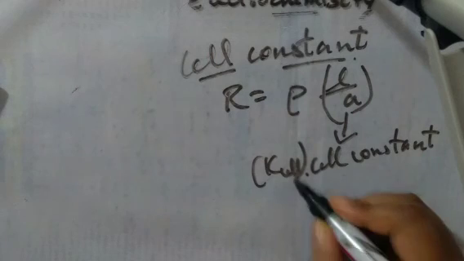Now there is another term called cell constant. If we take resistance equal to rho L by A, the L by A term is called the cell constant and is denoted by K cell. The unit for K cell is, for length, centimeter by centimeter square, which gives per centimeter or per meter.